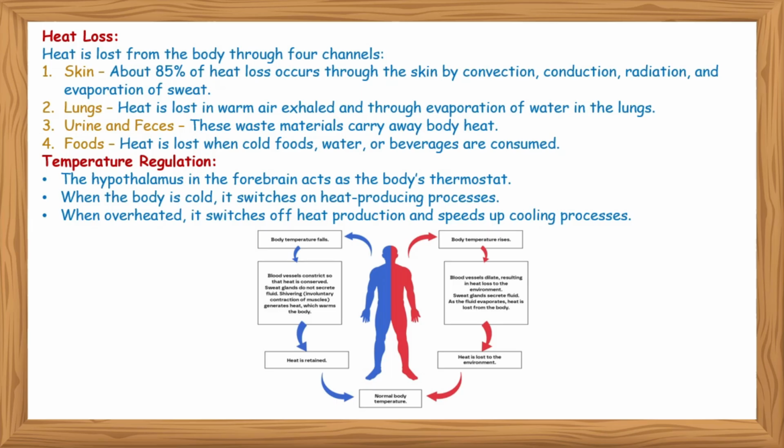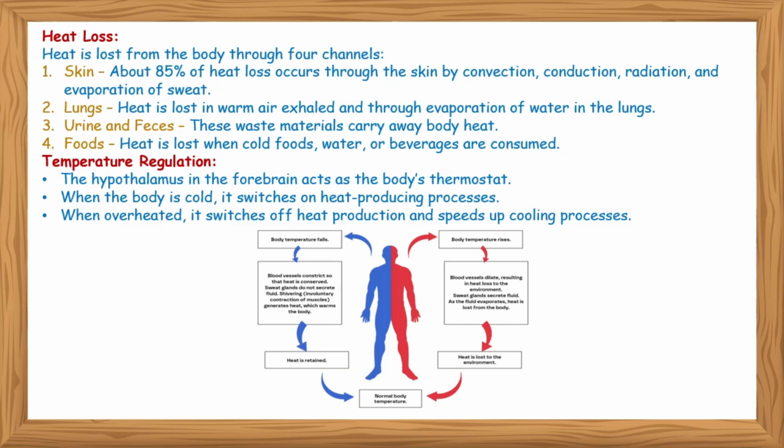Now heat loss. Heat is lost from the body through 4 channels. Skin: about 85% of heat loss occurs through the skin by conduction, convection, radiation and evaporation of sweat. Lungs: heat is lost in warm air exhaled and through evaporation of water in the lungs. Urine and feces: the waste materials carry away body heat. Foods: heat is lost when cold foods, water or beverages are consumed.